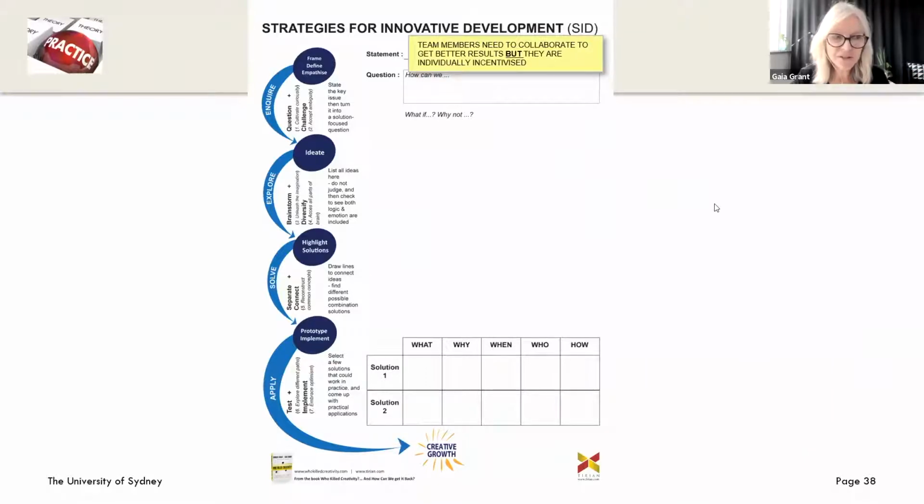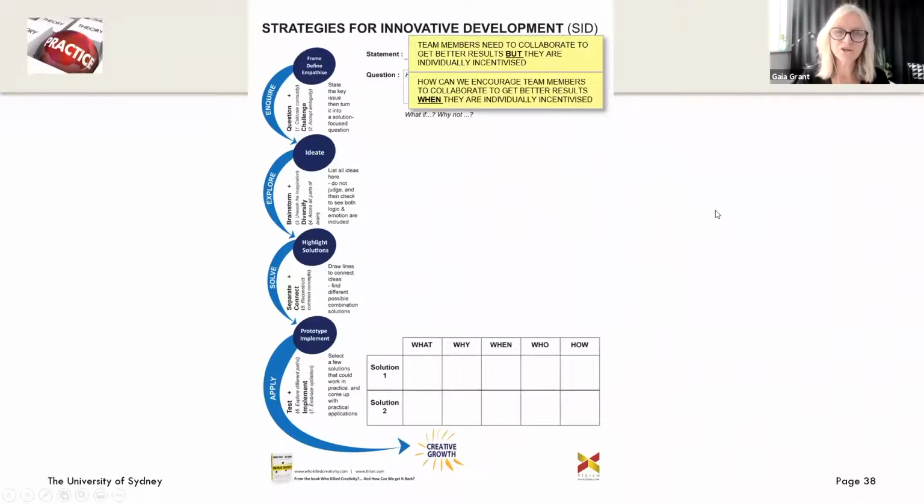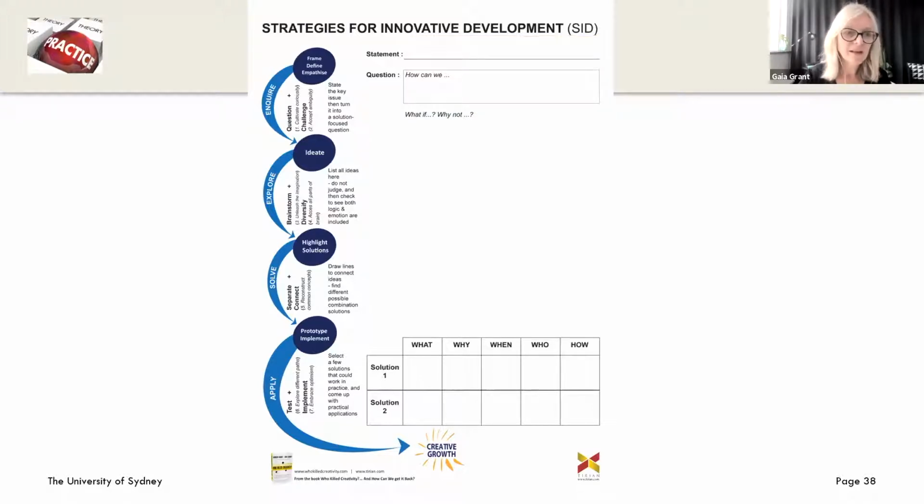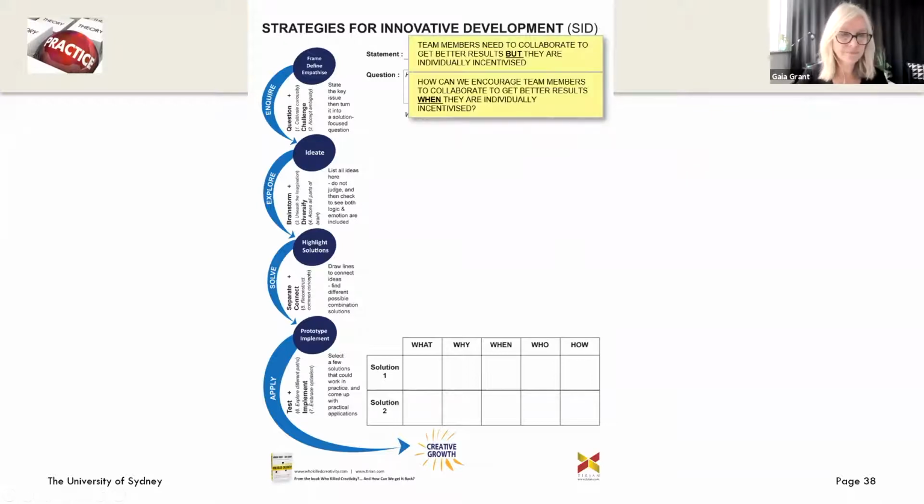So the question is, there's your solution-focused question in your SCQA. How can we encourage team members to collaborate to get better results when they are individually incentivized? And there should be a question mark at the end of that because it's a question. So I'll just add that in. So how can we get team members to collaborate when they're individually incentivized? So let's just throw out some brainstorming ideas.